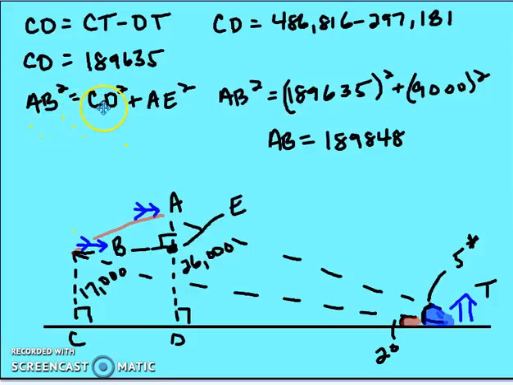So AB squared is equal to CD squared plus AE squared. AB squared is equal to 189,635 squared plus 9,000 squared. And then AB ends up being 189,848. And again, you can use the lengths AT and BT and this angle measure of 3, and then use the law of cosines, side angle side, to solve for the length AB. All right, but you should get the same answer, 189,848.